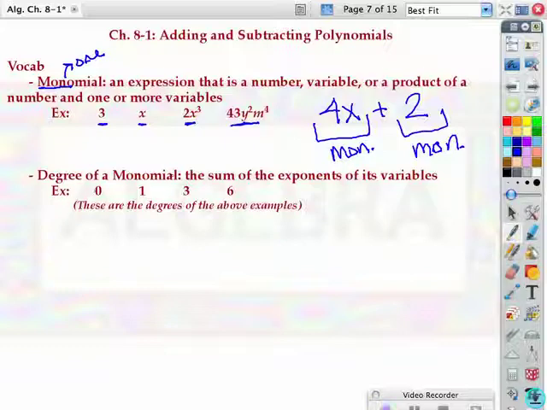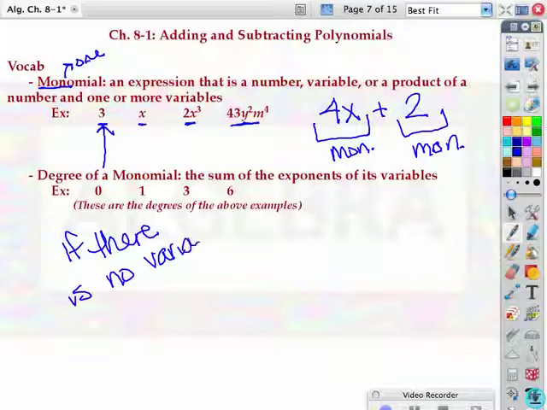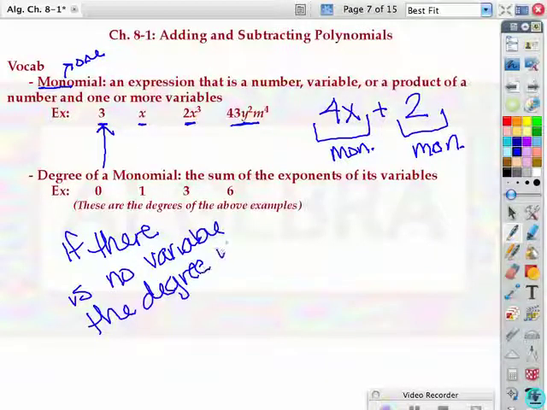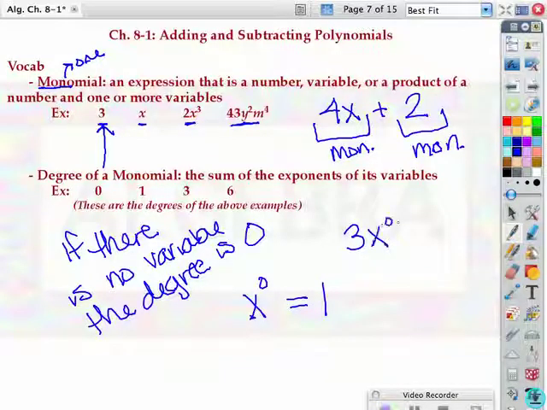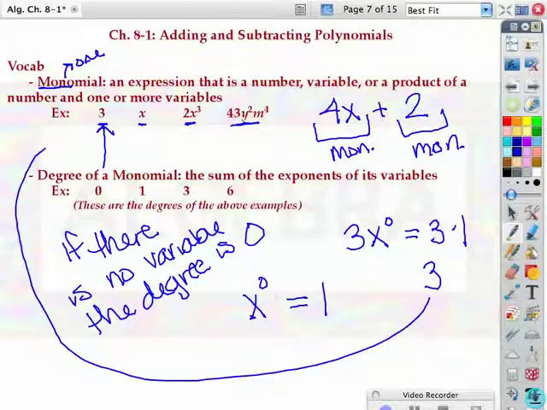Now, the degree of a monomial is the sum of the exponents of its variables. So if we look at this, 0, that's the degree up here. Okay? The reason is because there is no x. So for that one, if there is no variable, the degree is 0, because we know that x to the 0 or anything to the 0 power is 1. So if we really had 3x to the 0 power, that would be 3 times 1, which is just 3, which brings us right back to here.